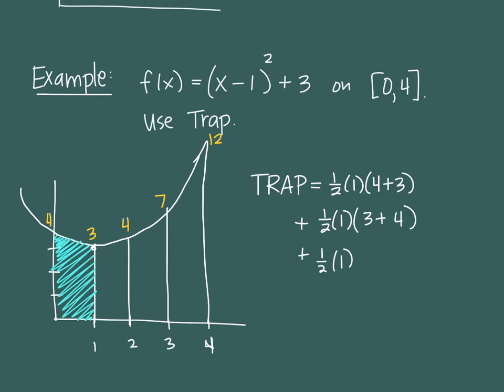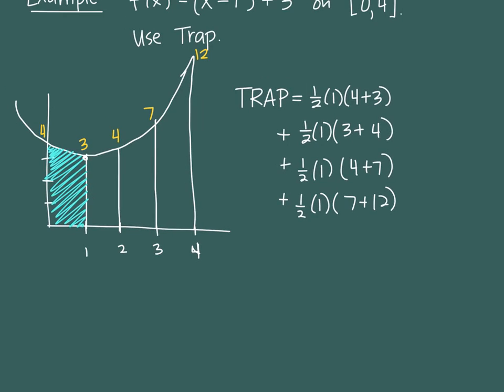plus 1/2 times the base of 1, and then the next trapezoid, the third trapezoid, has left and right heights of 4 plus 7, and the final trapezoid is 1/2 times the base of 1, and its heights are 7 plus 12. And so to simplify the math on this, you'll want to pull out the 1/2, which is constant to everything. You'll also maybe want to pull out the number 1. So I think the math is going to be easier if you think about it like this.